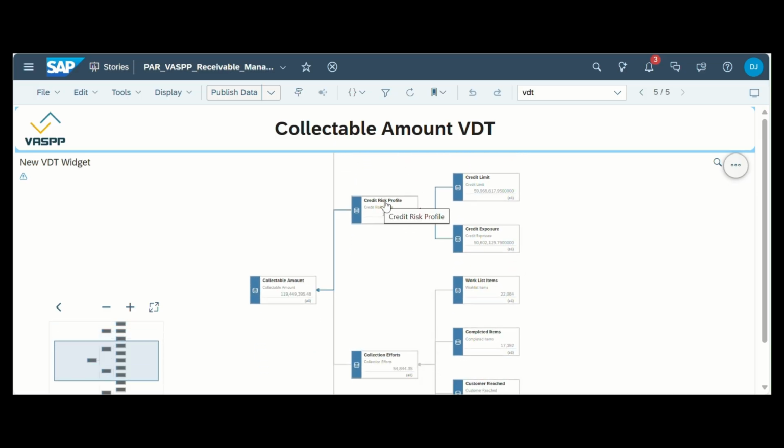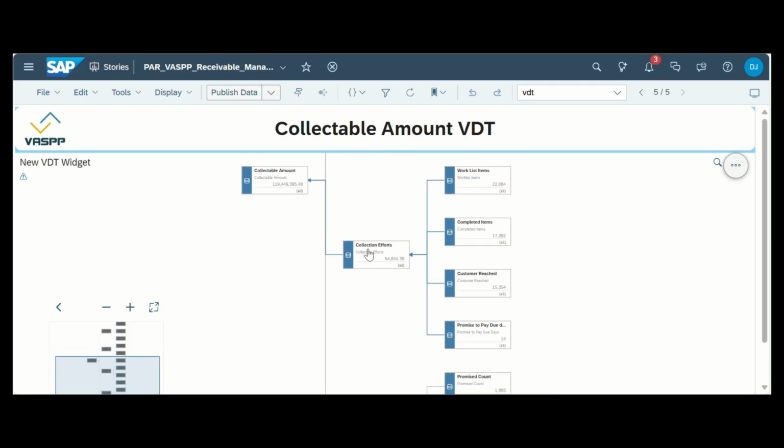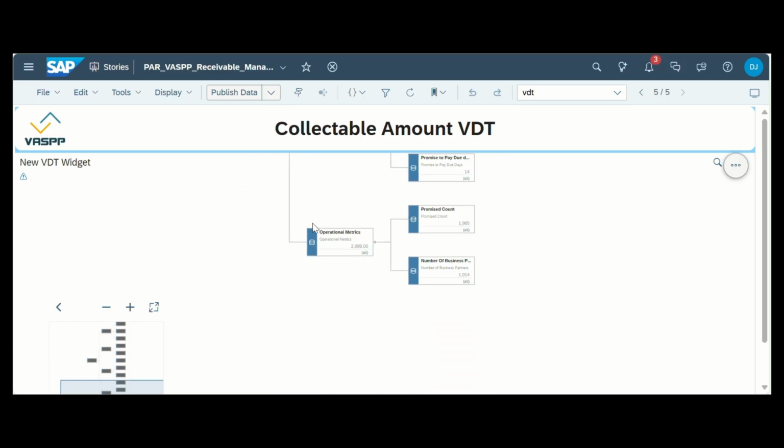Next, credit risk profile, showing credit limit and credit exposure. A rise in exposure without matching promises signals slowdown or risk. Then comes collection efforts: worklist items, completed items, customer reached, and promise to pay due days. These are the most actionable levers for improvement. Finally, operational metrics like promise count and number of business partners show the overall workload and engagement base.